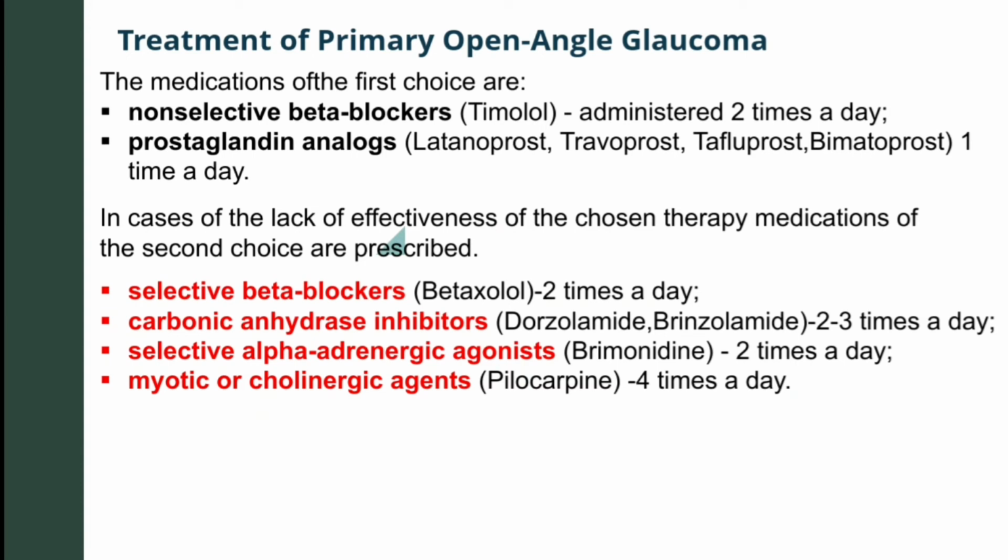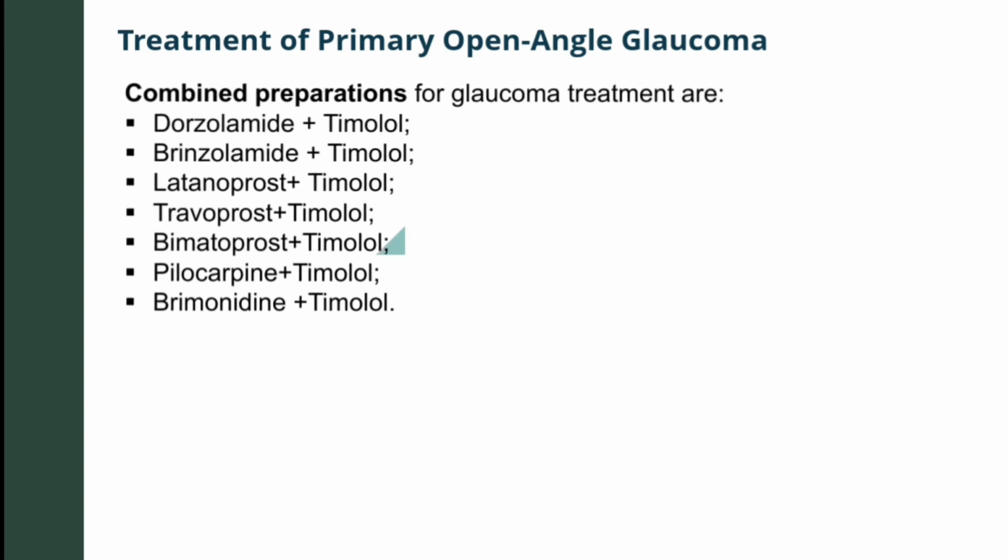There are also other preparations called combined preparations. Some examples: dorzolamide plus timolol, brinzolamide plus timolol, latanoprost plus timolol, travoprost plus timolol, bimatoprost plus timolol, pilocarpine plus timolol, brimonidine plus timolol. These are just the drugs which I mentioned previously, but now we are just combining them. Okay.